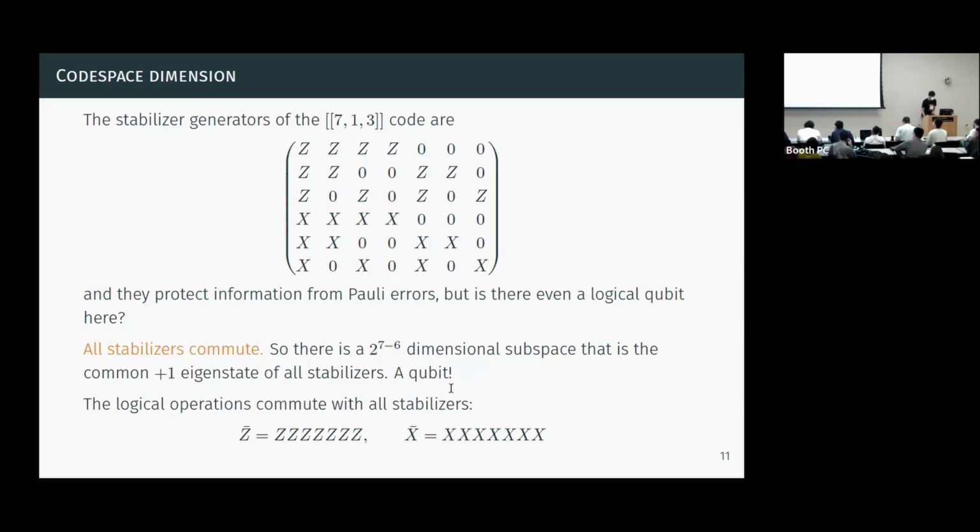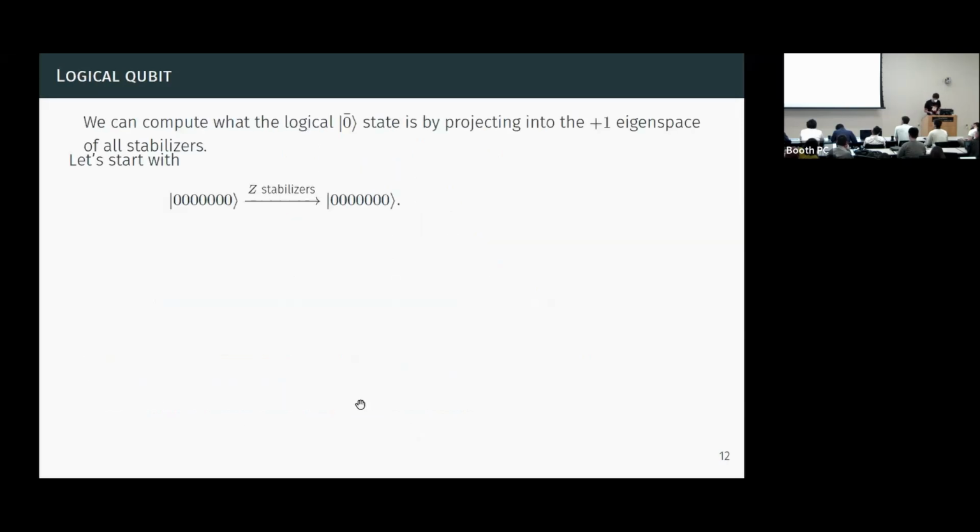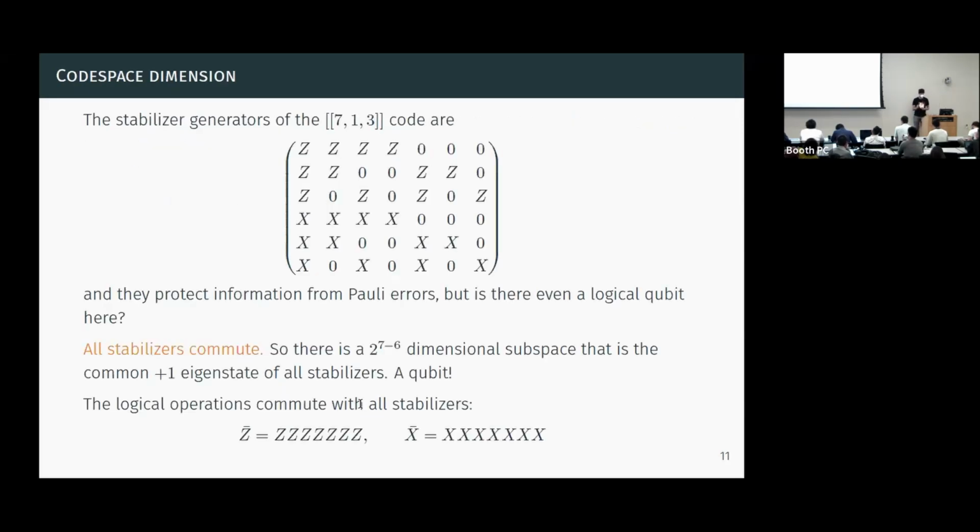And the logical operations which act on this qubit must also commute with all the stabilizers. In particular here, our logical operations, which I write as Z-bar and X-bar, are just the all-Z string and the all-X string. I hope that helped clarify some of the questions. I'm going to peek at the next slide, but if you still have questions about the logical information, then please shoot.